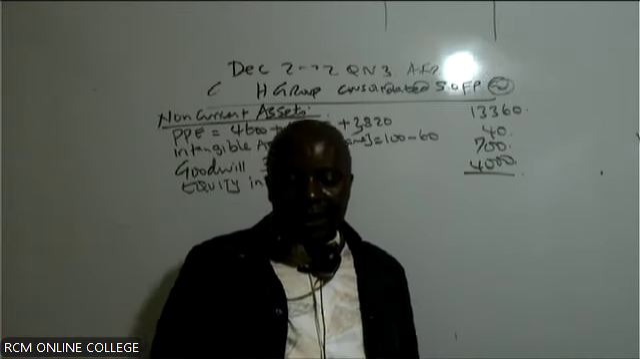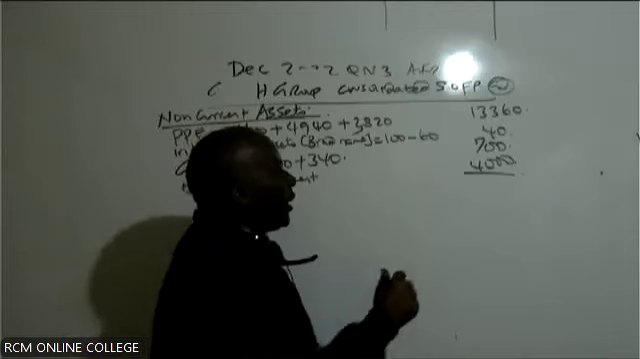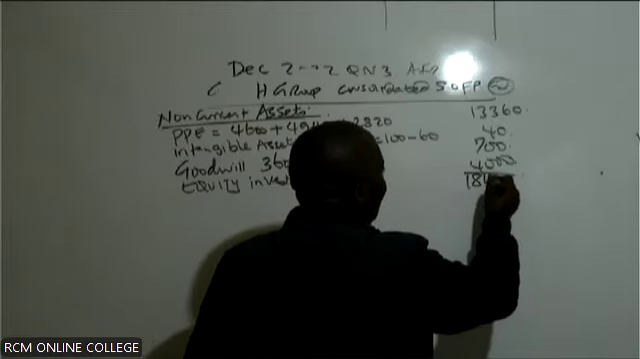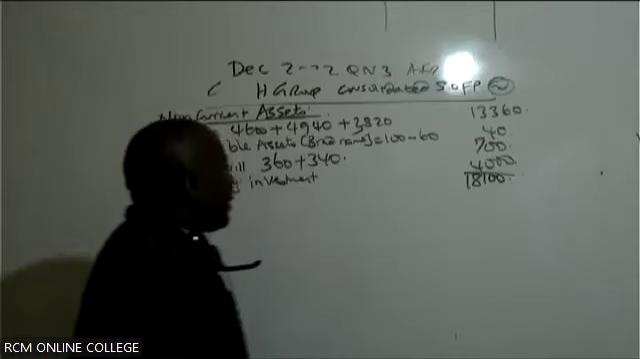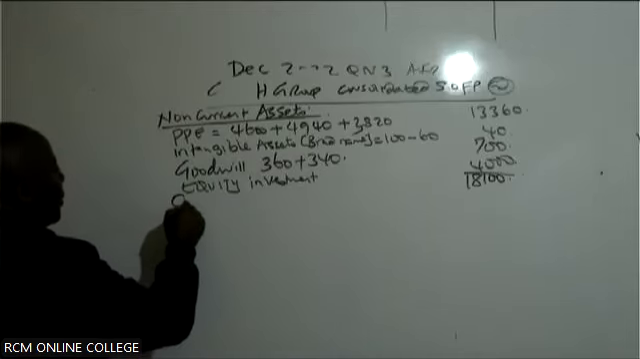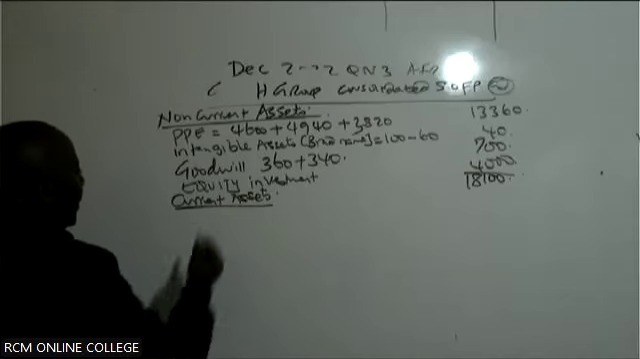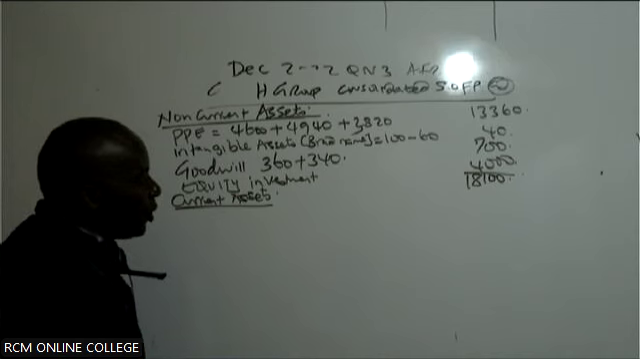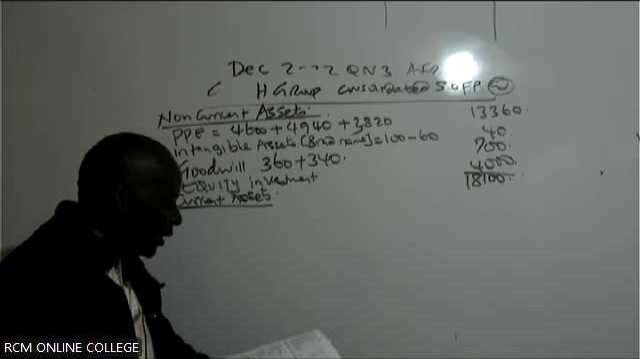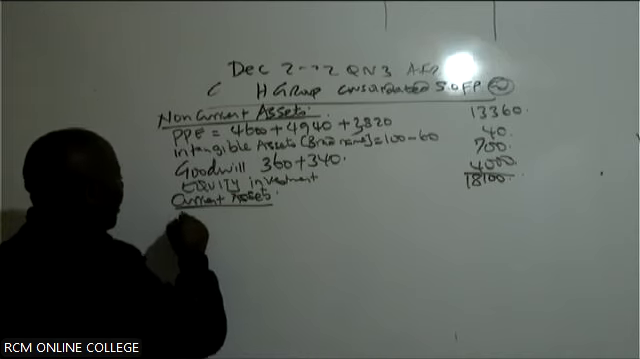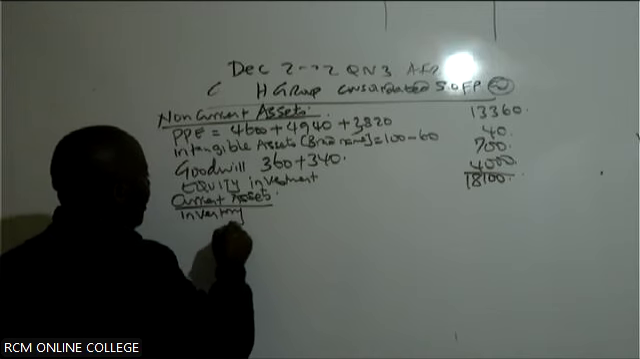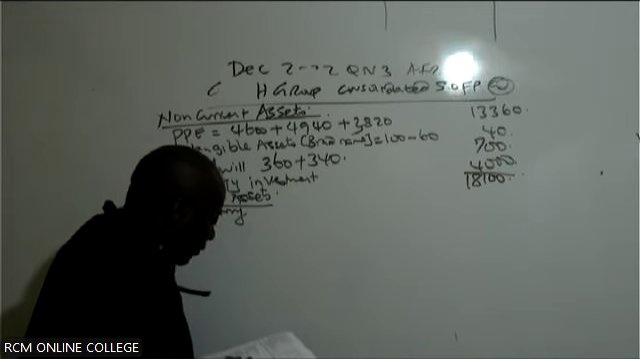I hope, Angela, you're able to remember that. 18,100. Right. Now we come and bring current assets. Under current assets, we have inventory. So, ladies and gentlemen, what do we have here in inventory?